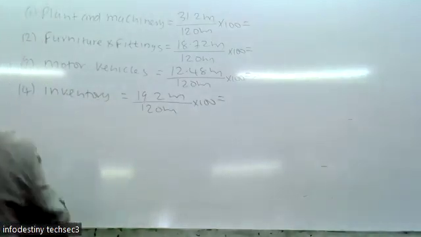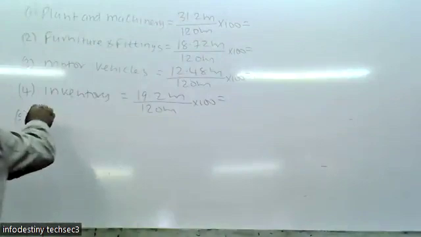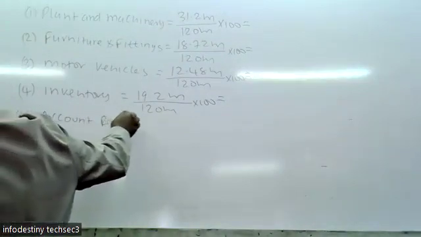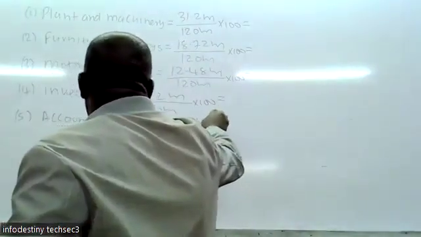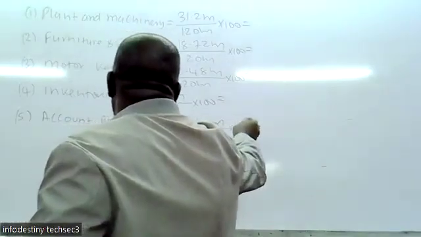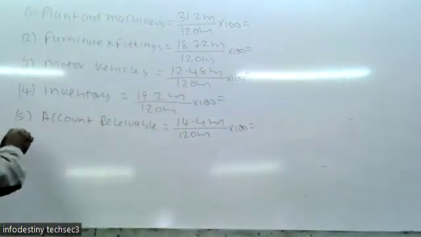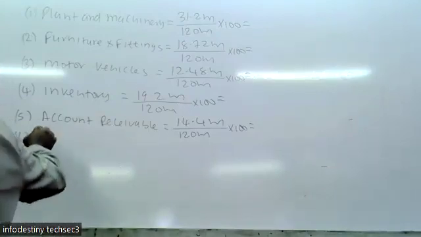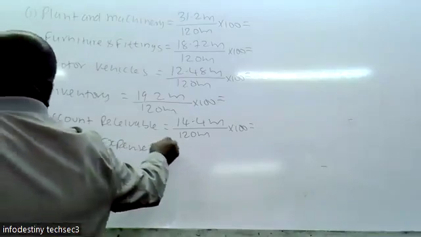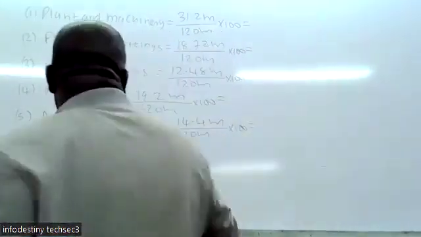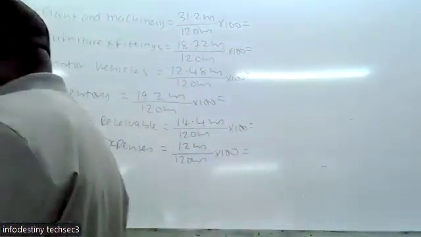Then number five should be account receivable. For the account receivables, you take 14.4 million. Also divide by 120 million, express it as a percentage. The next one is meant to be accrued expenses. For the accrued expenses, it is 12 million divided by 120 million. We also express it as a percentage.